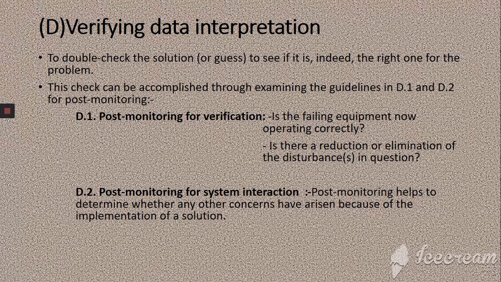And lastly, verifying data interpretation, to double-check the solution or guess to see if it is indeed the right one for the problem. This check can be accomplished through examining the guidelines in D1 and D2 for post-monitoring. D1, post-monitoring for verification: is the failing equipment now operating correctly? This is the question that should be asked when we do post-monitoring for verification. And the second question: is there a reduction or elimination of the disturbance in question?